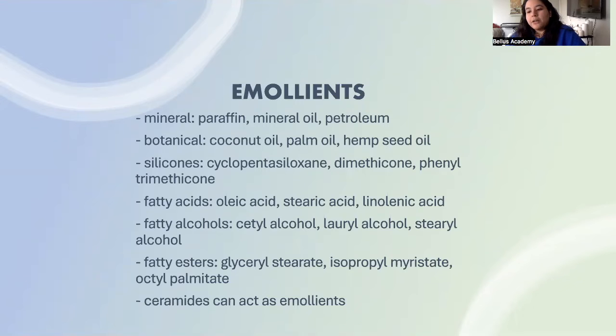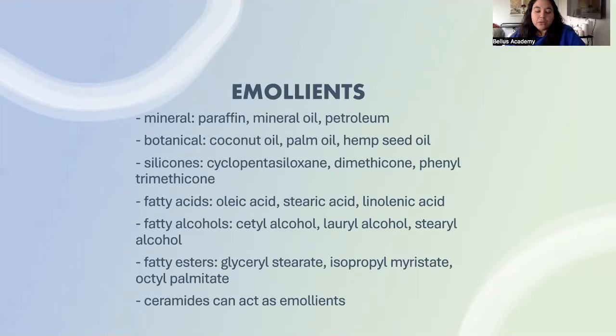Emollients are usually water and oil emulsions, emollient-based creams, with oil being the larger component. There are generally different types of oils. So we have mineral oils that are from sources like liquid paraffin, mineral oil, and petroleum.